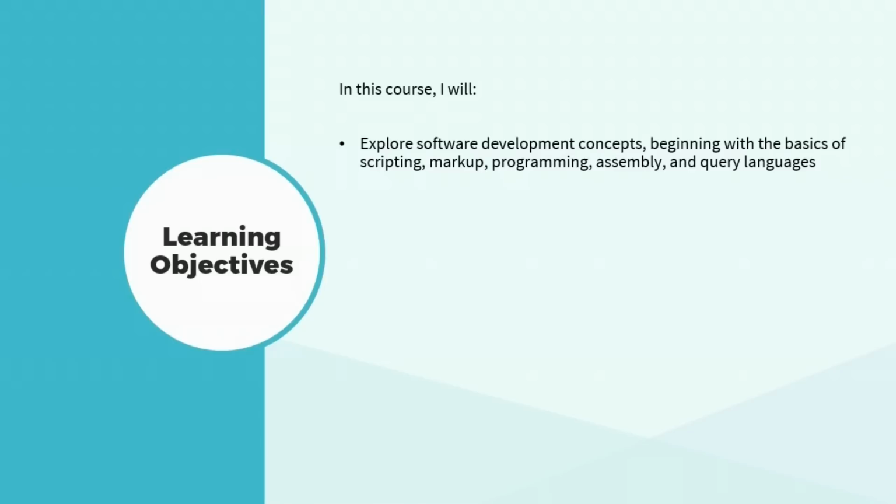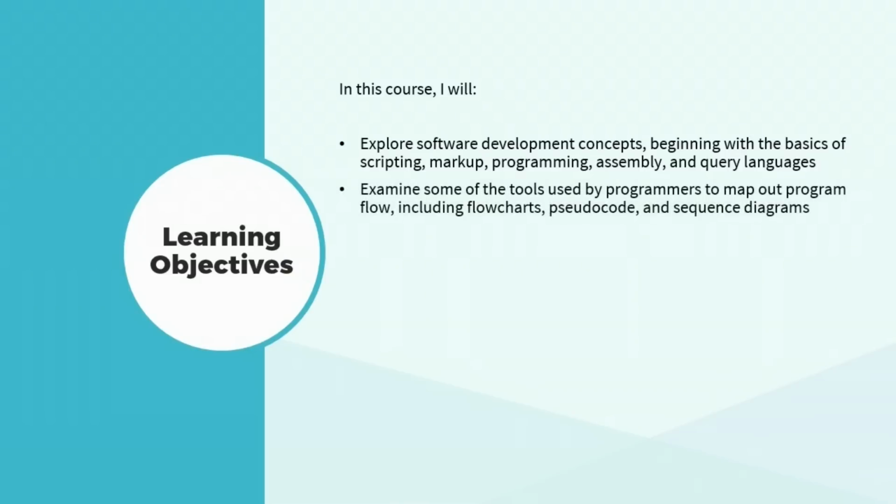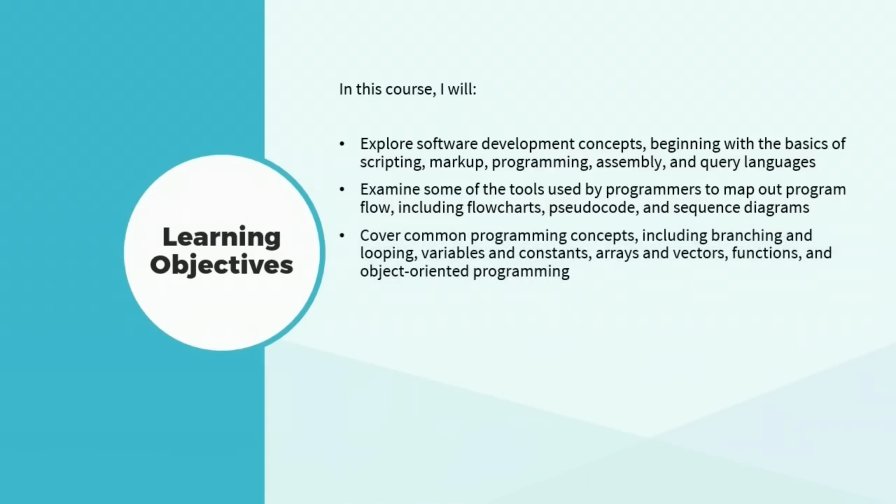In this course, I'll explore software development concepts, beginning with the basics of scripting, markup, programming, assembly, and query languages. Then I'll examine some of the tools used by programmers to map out program flow, including flowcharts, pseudocode, and sequence diagrams. Finally, I'll cover common programming concepts, including branching and looping, variables and constants, arrays and vectors, functions, and object oriented programming. Upon completion, you'll have built the foundation for the basics of IT.